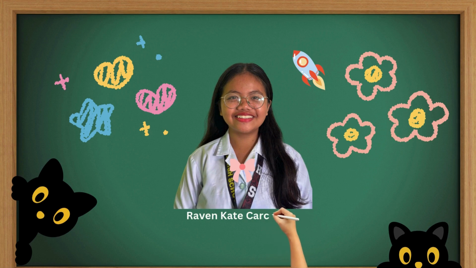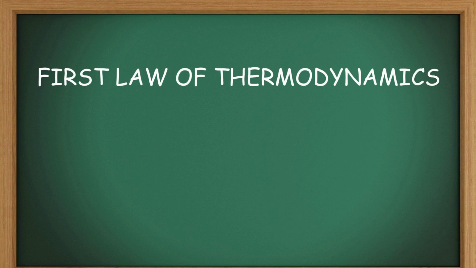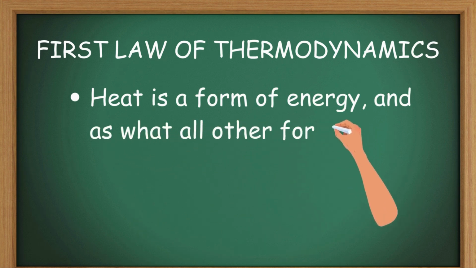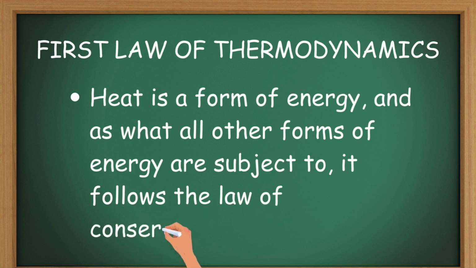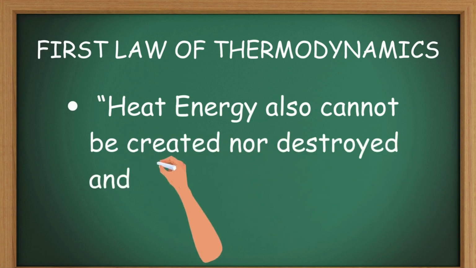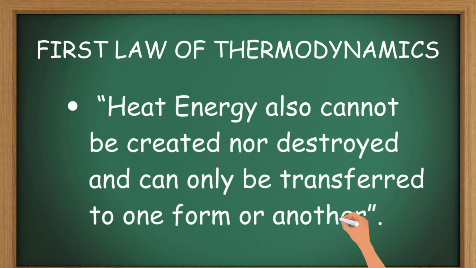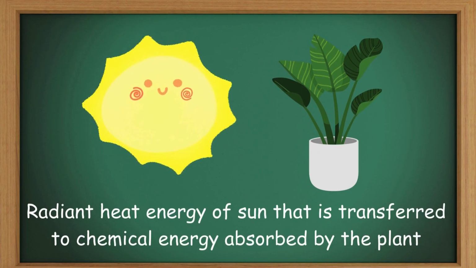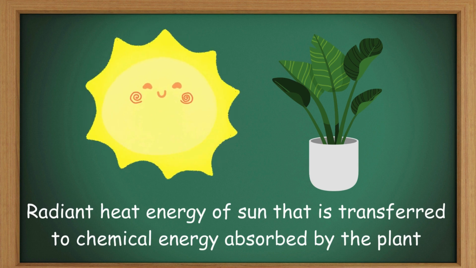Hello there, it's Raven K. Cuevas. And today's topic: the first law of thermodynamics says that heat is a form of energy, and as all other forms of energy are subject to, it follows the law of conservation of energy. So what does this mean? It means that heat energy cannot be created or destroyed and can only be transferred from one form to another. Don't overthink this too much. This law is all about heat as energy and follows the law of conservation of energy. And that's it. Now to appreciate the application of this law, let's try a very good example.